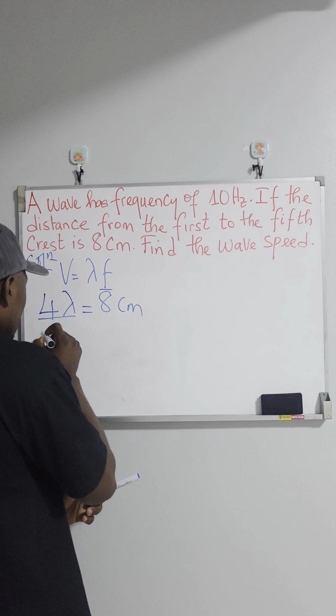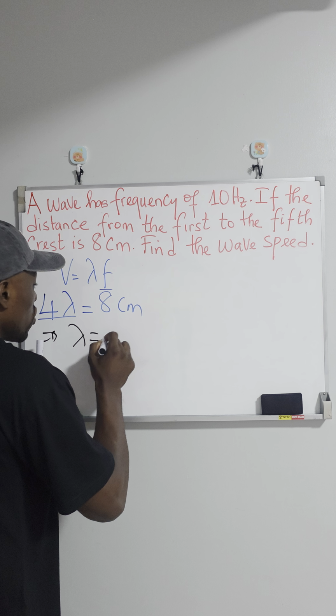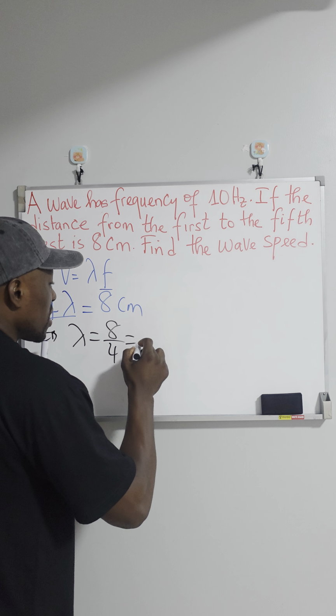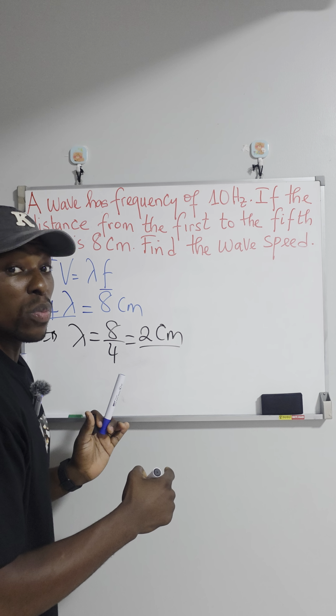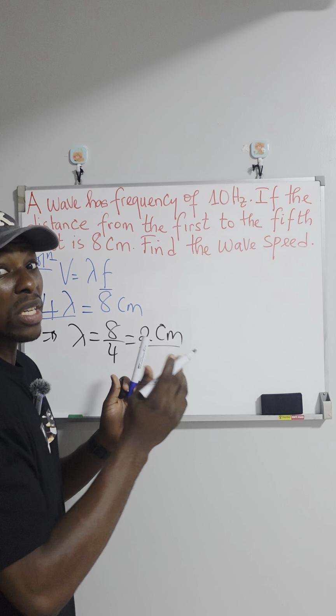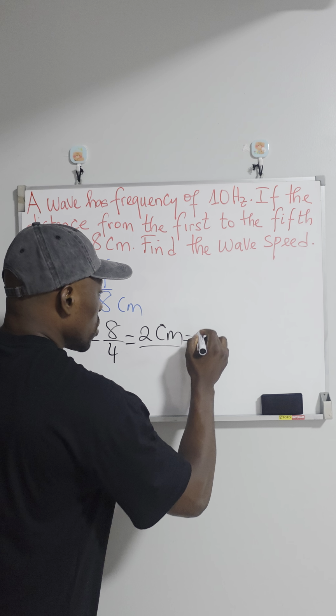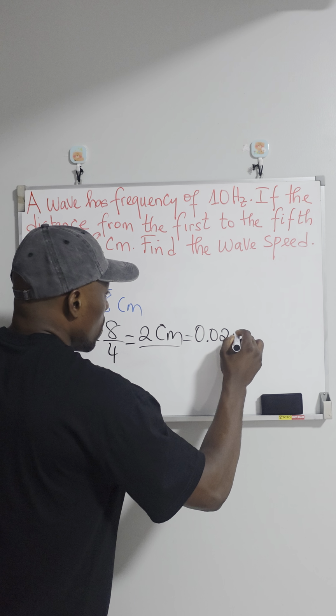From there, the wavelength is going to be 8 divided by 4, which is nothing else but 2 centimeters. But be careful, this has to be brought to meters because all the units have to be coherent. So this brought to meters will give us 0.02 meters.